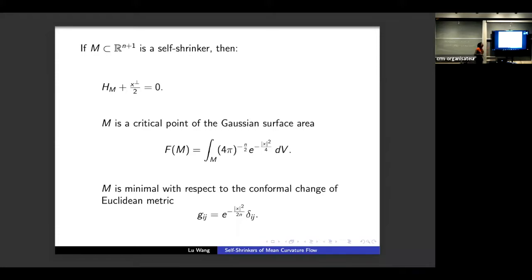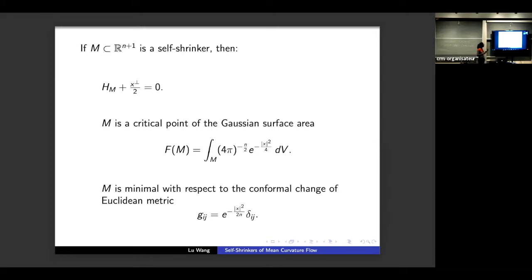and another way to think about a self-shrinker is that it is a critical point of this Gaussian surface area given by this F of M. So it is the integral of e to the power minus |x|^2 over 4, multiplied by this constant 4 pi to the power minus n over 2, over M. The constant 4 pi to the power minus n over 2 is just to make sure that when M is a hyperplane, then the Gaussian surface area of a hyperplane is equal to 1. If you don't like that normalization, you are free to choose whatever constant you like here.